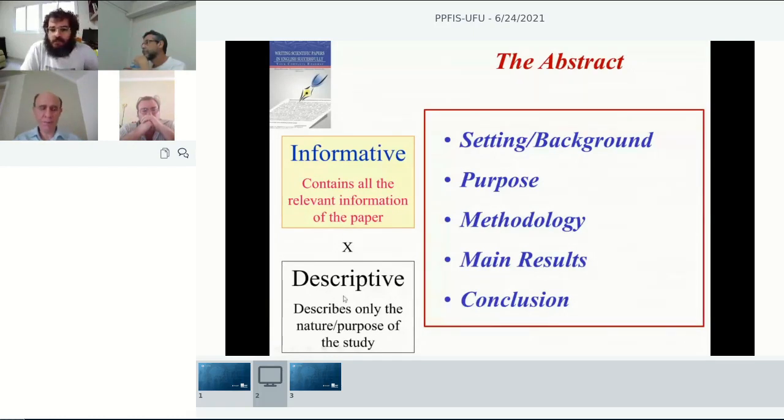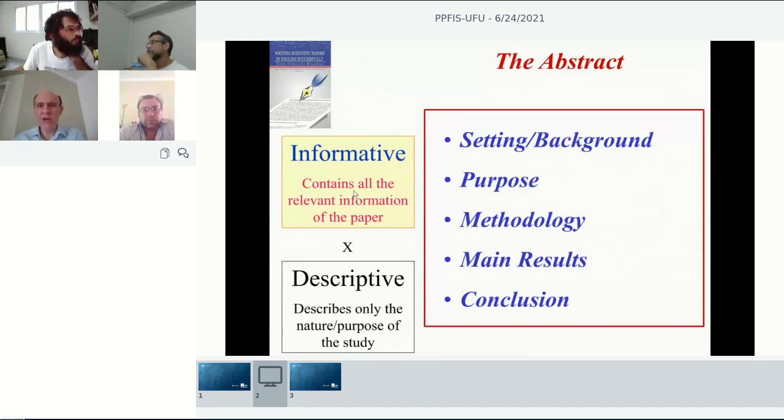Like, for instance, efficiency in a solar cell, or, if you are writing about high-temperature superconductors, the temperature at which you reach superconductivity should be in the abstract. And so the abstract should contain different components. Setting and background, you may have to put it, but it should be included. Purpose, methodology, main results, and conclusion. Again, components that you expect to find in an abstract.